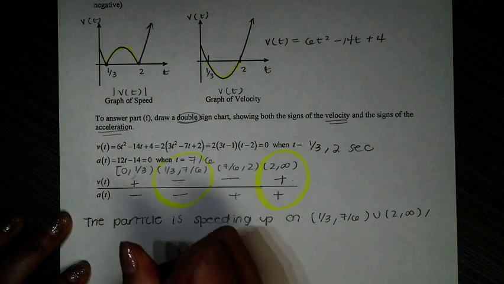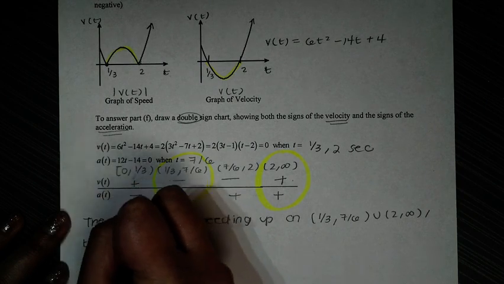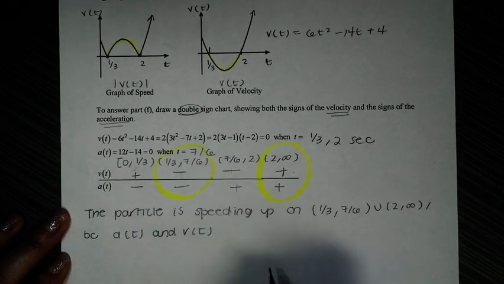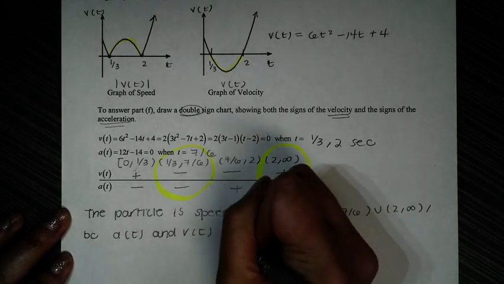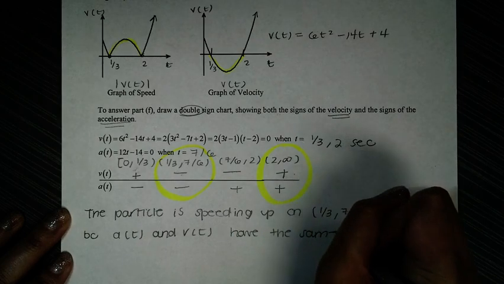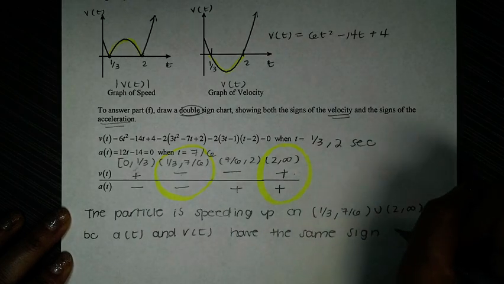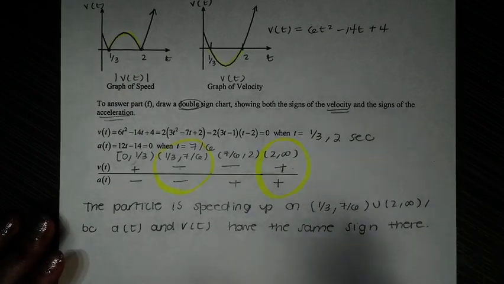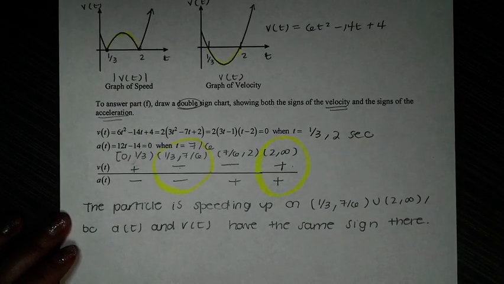Why is this happening? Because acceleration and velocity have the same sign there. You need to mention both, one is not enough. You need to mention that they have the same sign, otherwise it doesn't make any sense. Are we okay with that?